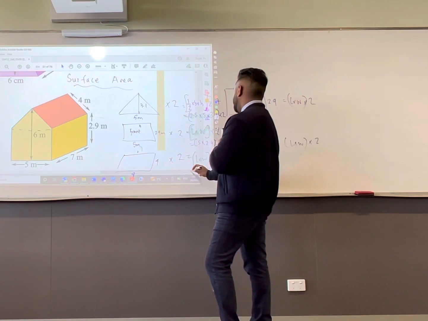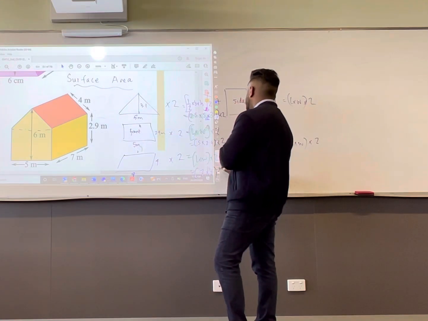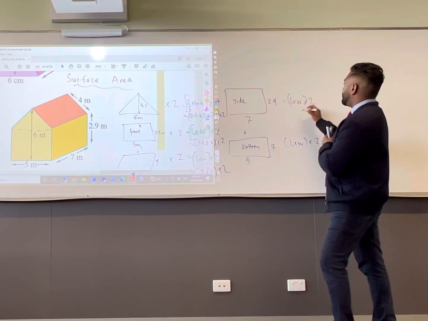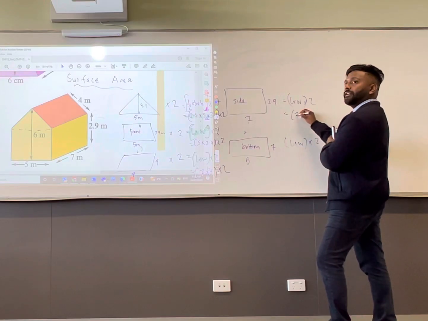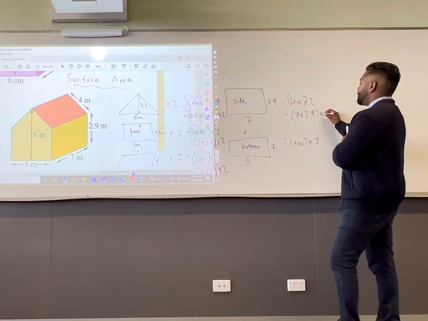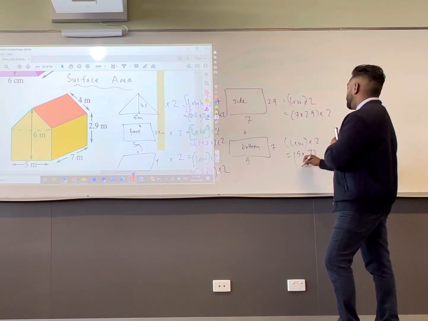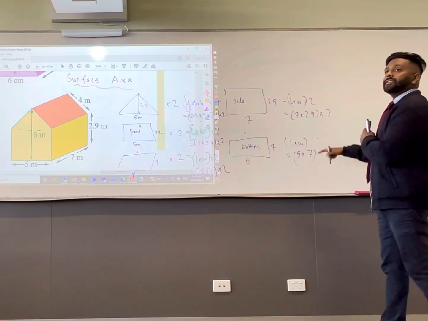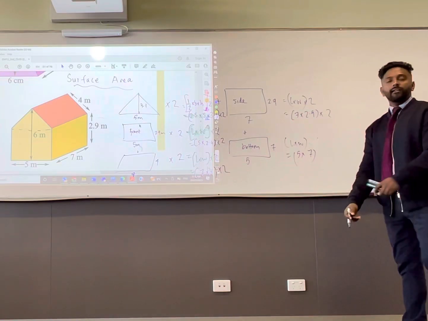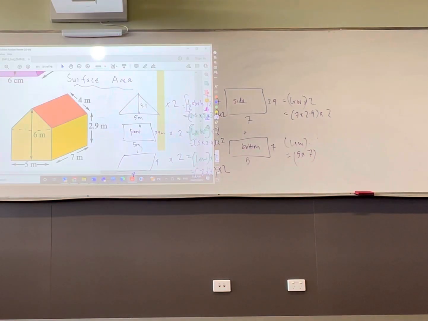Same thing here. Length times width, which is 7 times 2.9 times up by 2. Same thing here, 5 times 7. I don't times up by 2 because it's the only bottom side. Then, put that in your calculator.